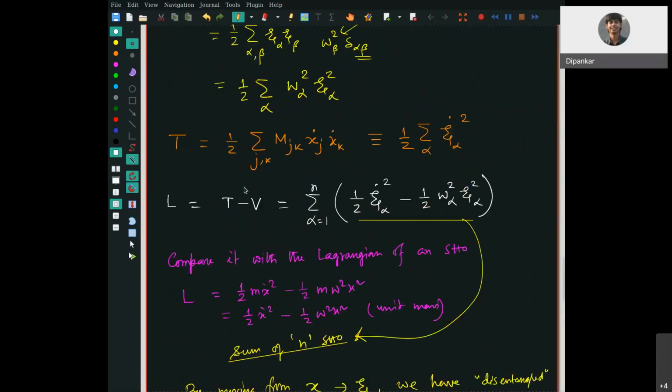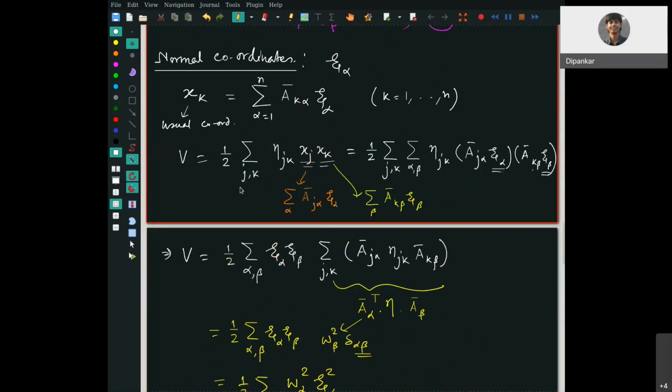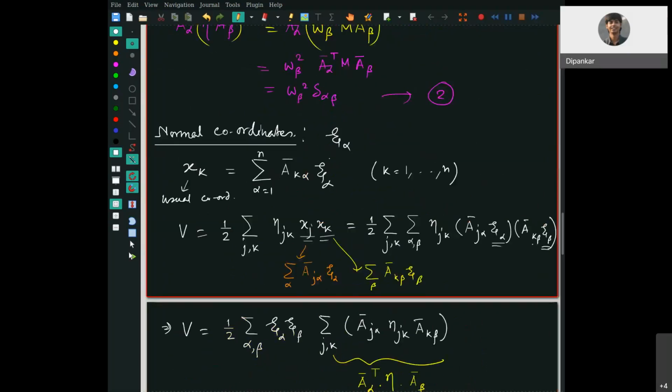Where did I define my normal coordinates? So you revert back. If you have found a solution for xi alpha, you revert back using this a_k alpha to your usual coordinates, and that's your solution. So that's how it makes our life easier if you want to.